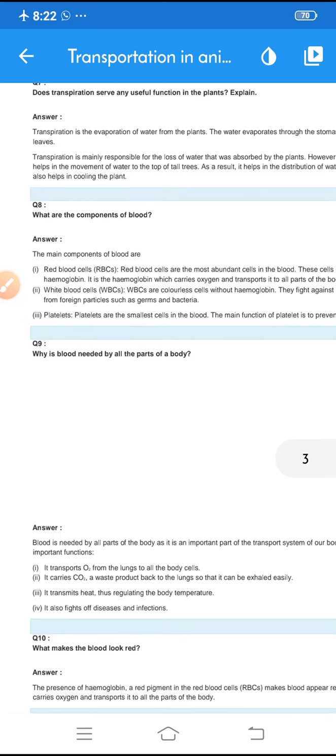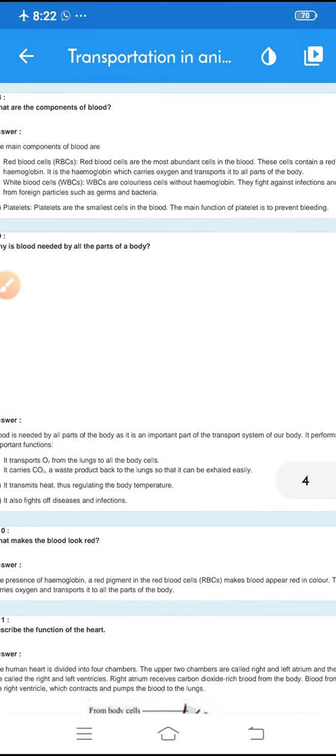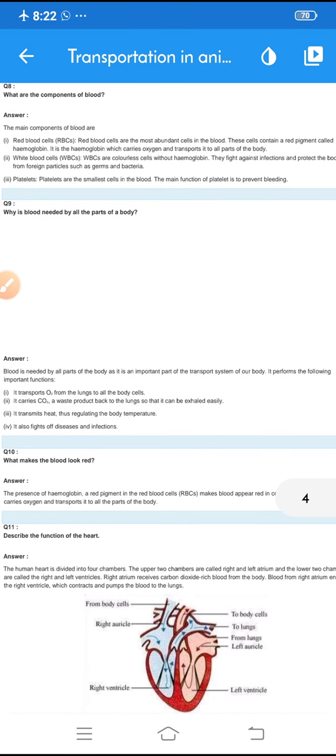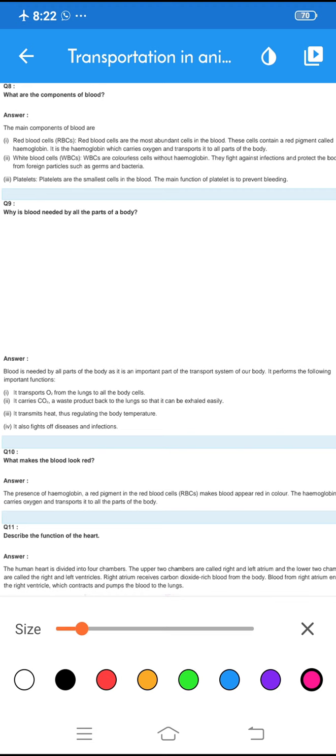So now let's go to question number 8. This is very, very important. So let's go for that. What are the components of blood? Yes, let us discuss this question. What are the components of blood? Let's see that.